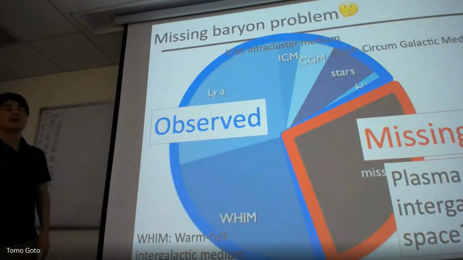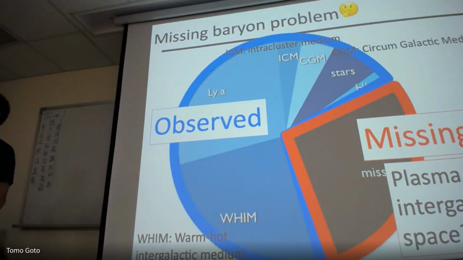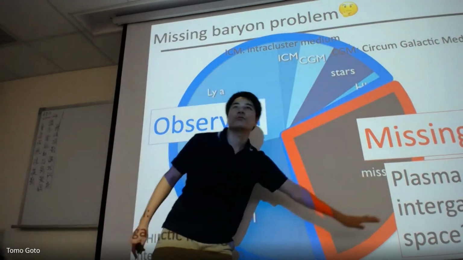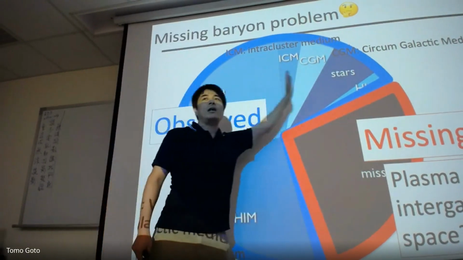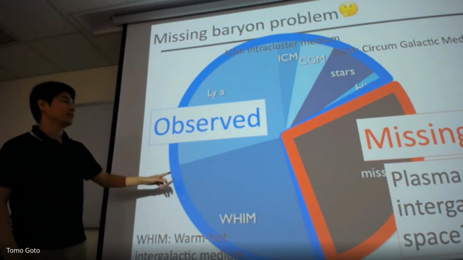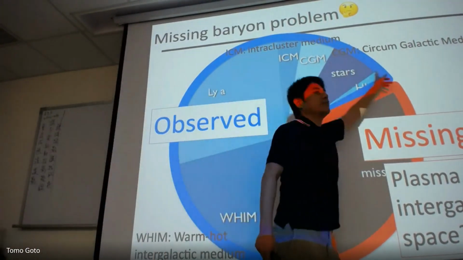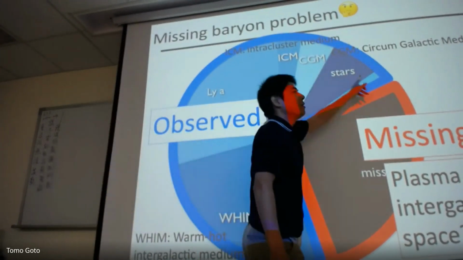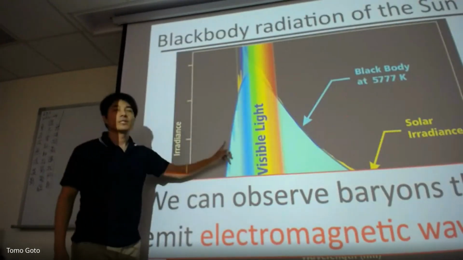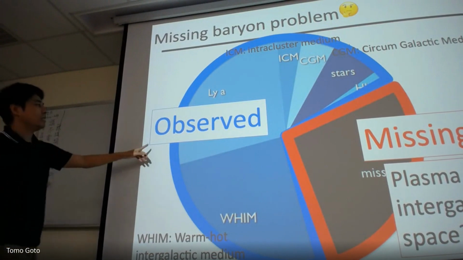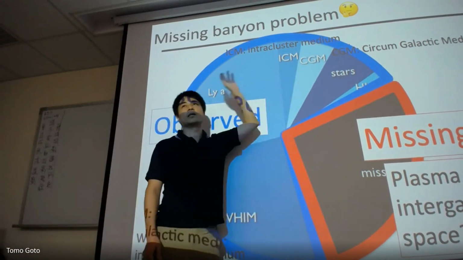I mentioned this. Then let's compare. From another approach in astronomy, which I don't really go into the details about, we have an idea about the total amount of baryons in the universe. We know this pie chart already: 100% of baryons. We know the number. But using this radiation, we can count how many baryons we have in the universe, which is shown by this blue here.